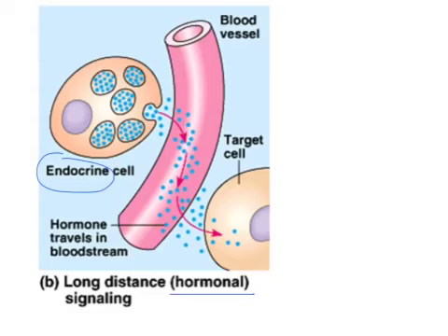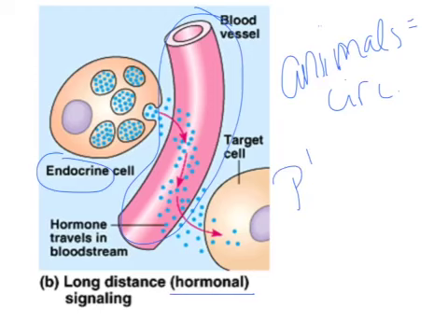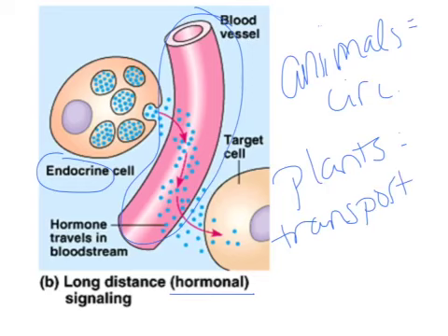So they've got to somehow get transported to these target cells. So in animal cells, we're going to use our circulatory system to transport them. That's what you see happening right here. Okay? The endocrine cell releases the hormone. It diffuses into the blood vessel. The blood vessel then will carry it to the target cells. Okay? In plant cells will also use their transport systems. Okay? And also some plant hormones will also diffuse through the air.